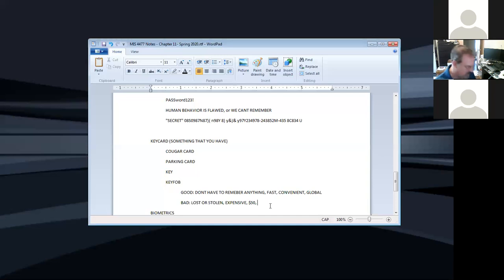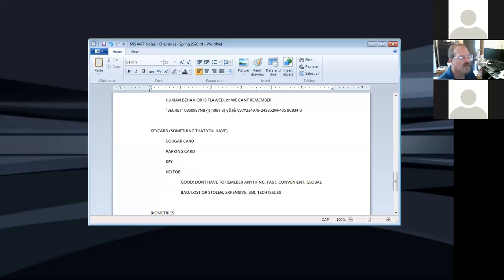Or how about this? Sometimes they have tech issues. They don't work. They get demagnetized, or they break, or they just stop working, or they get wet, or whatever it is. My key cards wear out all the time. The swipey ones with the magnetic stripes on the back, those wear out. So you've got to replace them from time to time.